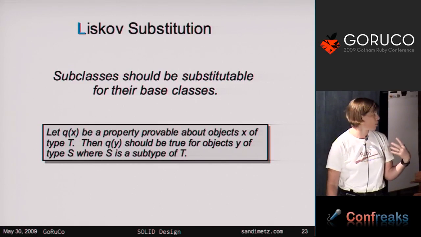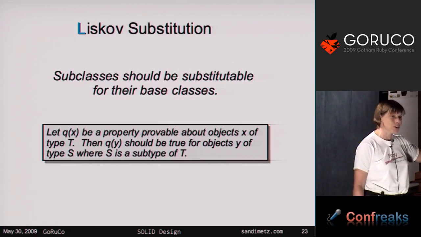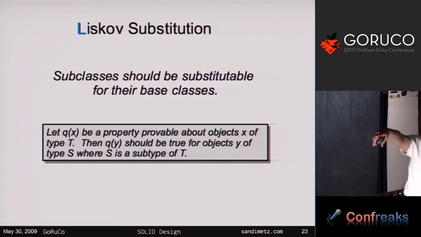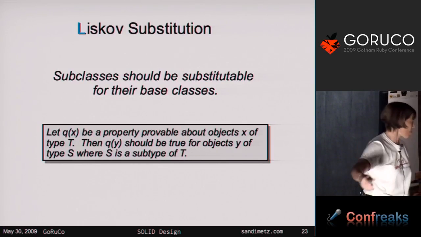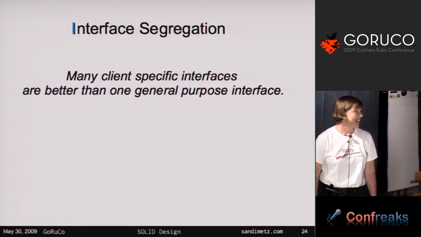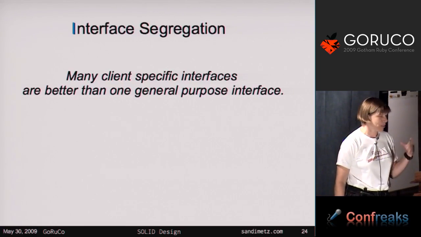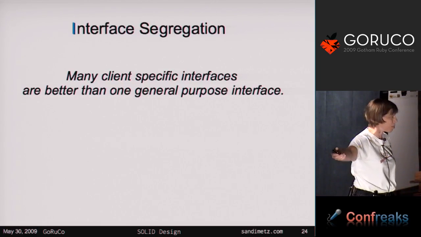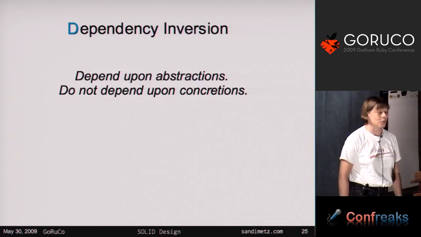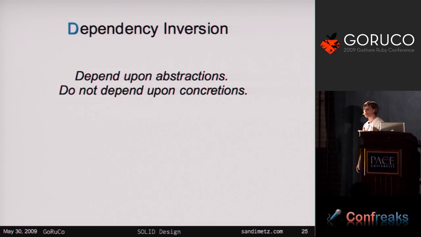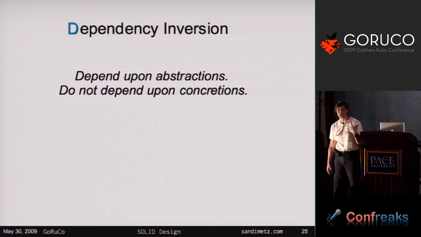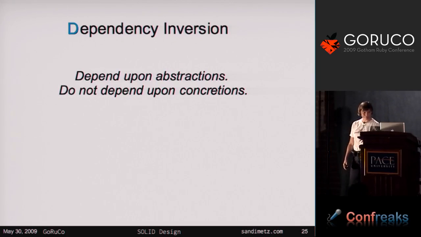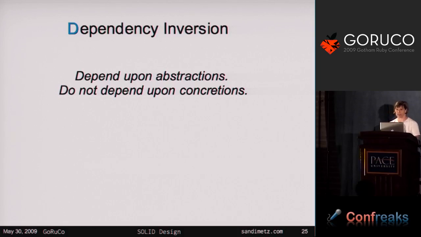L is for Liskov Substitution, which is about subclassing. And in case you're confused, there's this handy formula to make it more clear. I is for interface segregation. That seems like total gibberish. I completely agree. And D is for dependency inversion. Dependency inversion says you should depend upon abstractions and not concretions. Okay, there they are, the 5 of them.